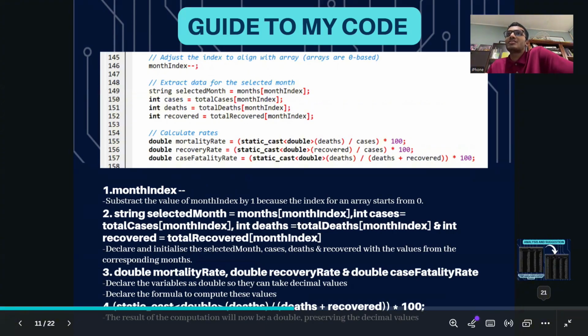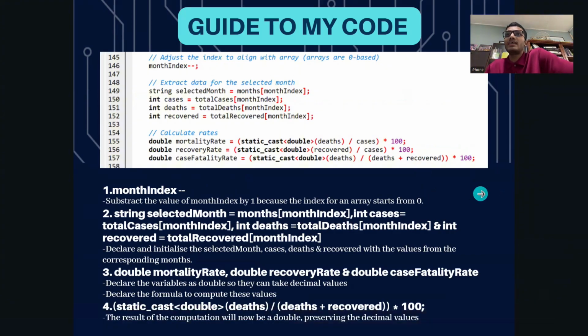And then I introduce a string called selectedMonth. This string would take the respective value of the month which the user wants, which I got from the month index earlier. And then I use the same for int cases, which takes the total cases using the index value just now. And the same goes for deaths, which takes the value of deaths for the respective month from the array of total deaths. Same goes for recovered. And then I introduce the formulas for mortality rate, recovery rate, and case fatality rate. This function has been given to me by my lecturer in the final assignment.